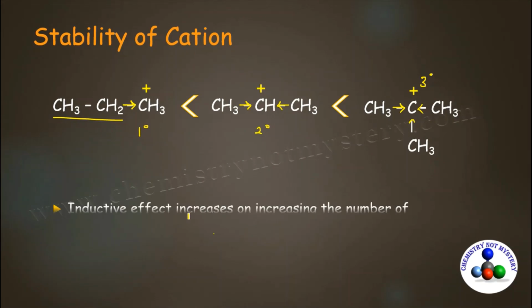Or you can say inductive effect increases on increasing the number of electron donating groups. In tertiary carbocation, there are 3 electron donating groups, while in primary carbocation, there is 1 electron donating group. That's why tertiary carbocation is most stable. Primary carbocation is least stable among them.